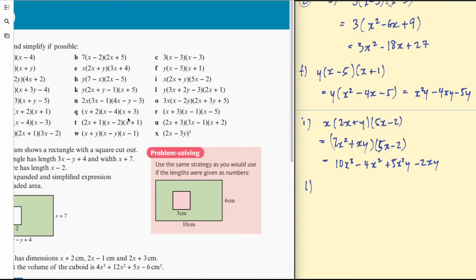Okay. L y multiplied by 3x plus 2y take 3 multiplied by 2x plus 1.